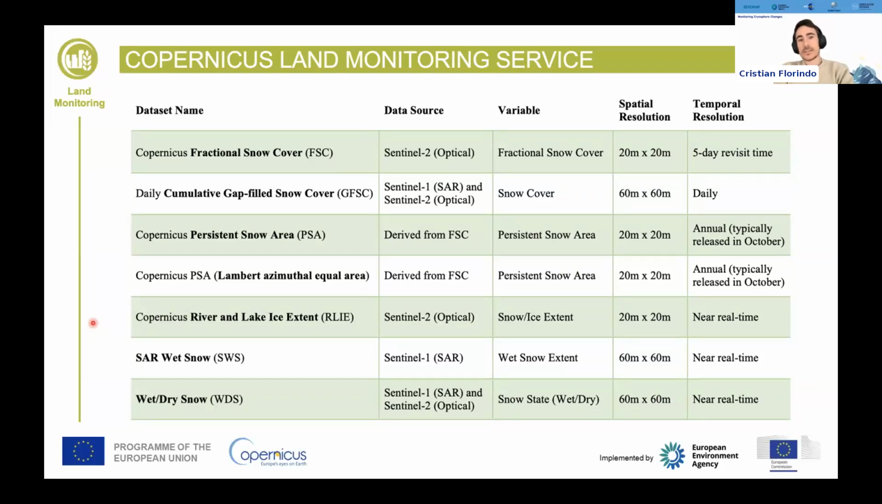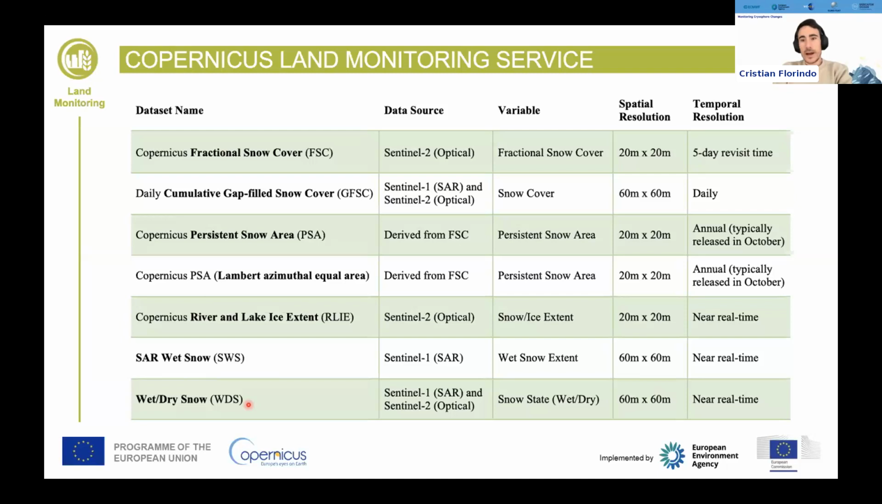Another interesting data set has to do with the ice that you can find on lakes and rivers, again with really high resolution and near real time sampling. Other products within the land surfaces are the wet snow based on SAR from Sentinel-1, and also the classification between wet and dry snow, which is based on the water content within the snow cover.